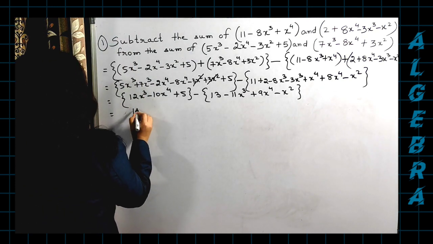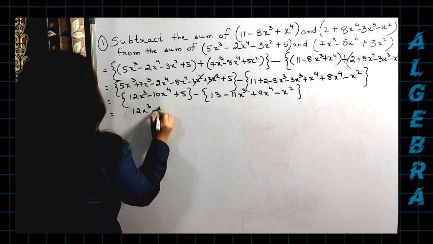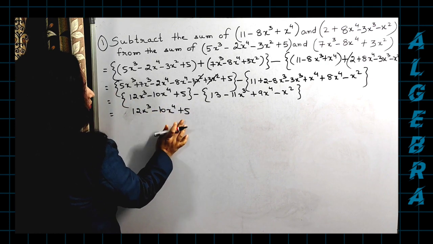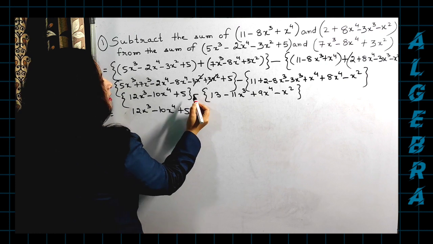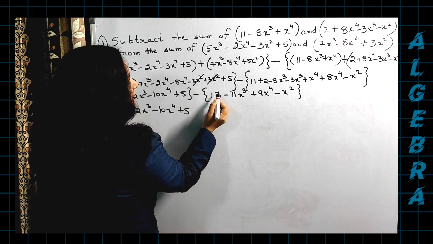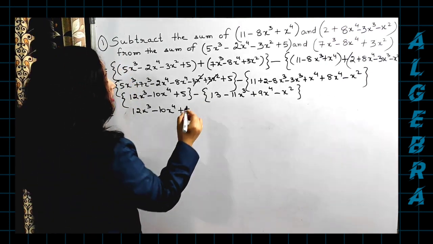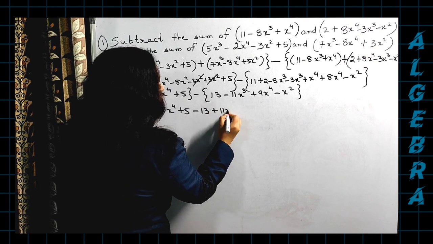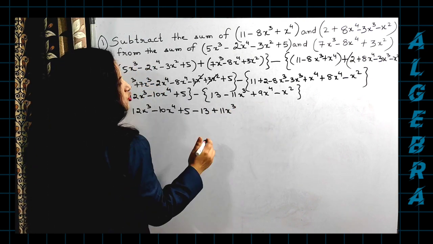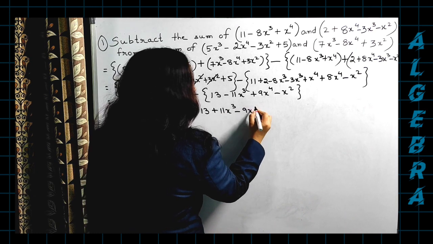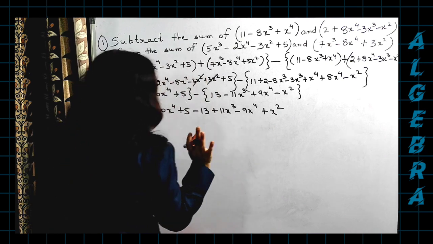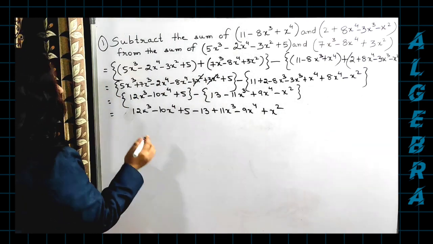So now 12x cube minus 10x to the power of 4 plus 5. I'll just copy it down. Now comes the minus. Here 13 is plus 13. It's positive, so it becomes minus 13. Minus 11x cube becomes plus 11x cube. Plus 9x to the power of 4 becomes minus 9x to the power of 4. And minus x square becomes what? Plus x square. That's it. The work is over now.